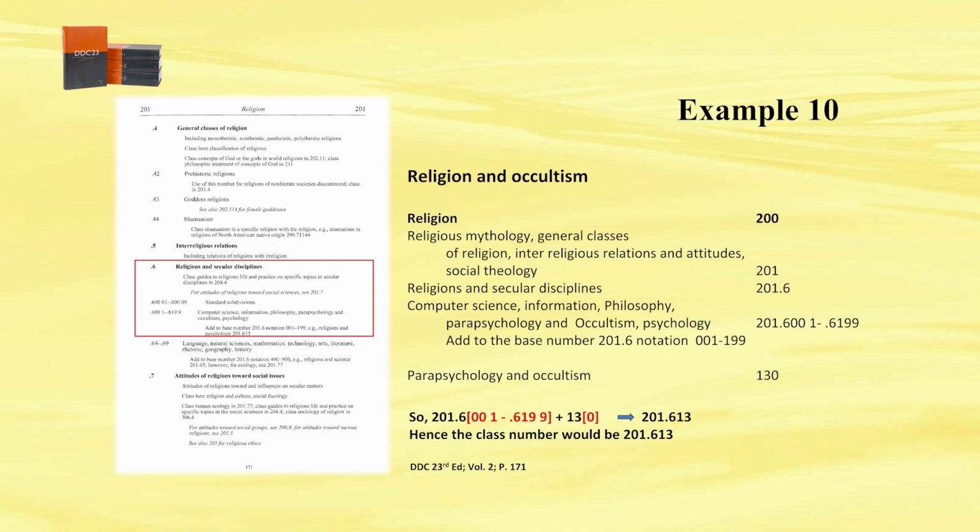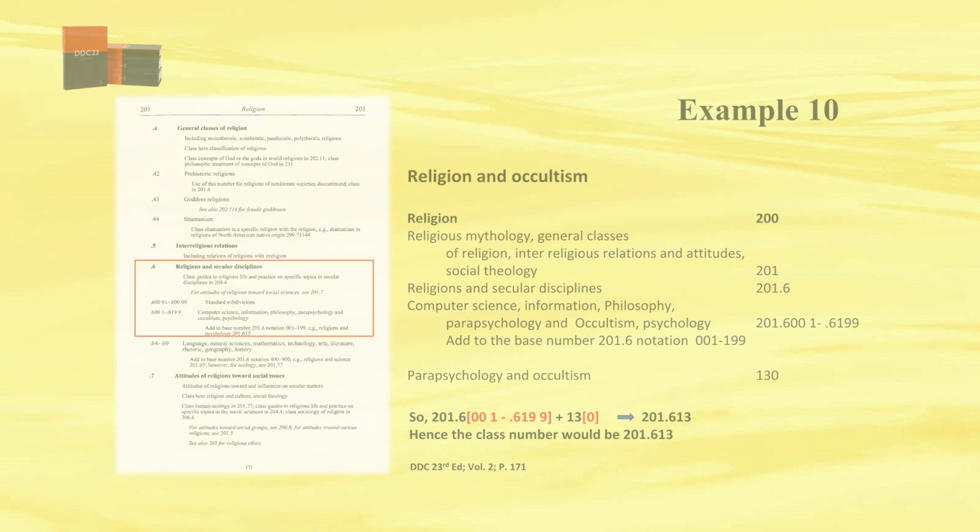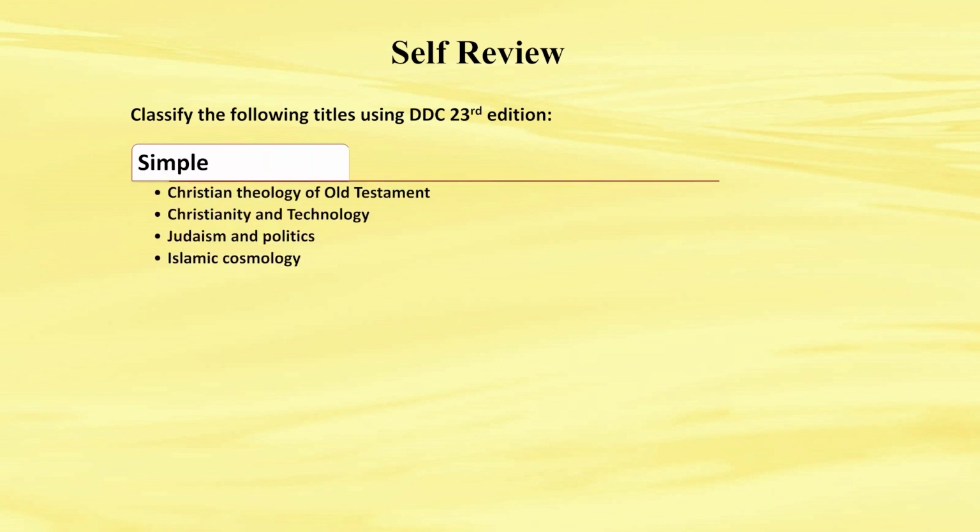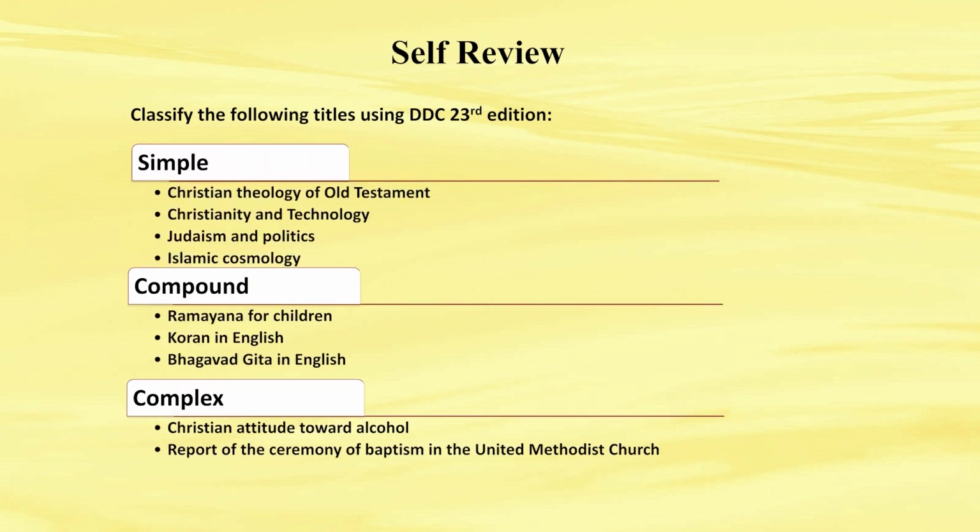So hope you can understand the class 200. Let's check how you have understood it. We have some questions on your screen, or you can say some titles of documents. We have classified them into 3 categories: one is simple, another is compound, and finally the complex. You can try it on your own using the DDC 23rd edition so that you can understand how much knowledge you have achieved by watching the video.